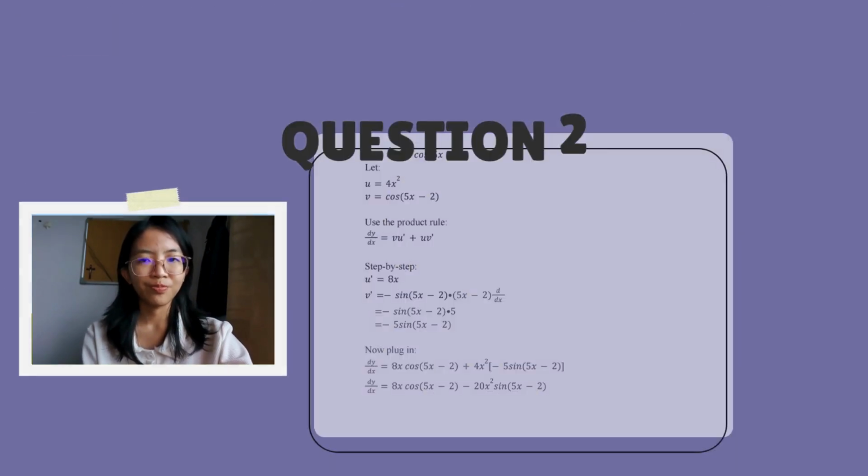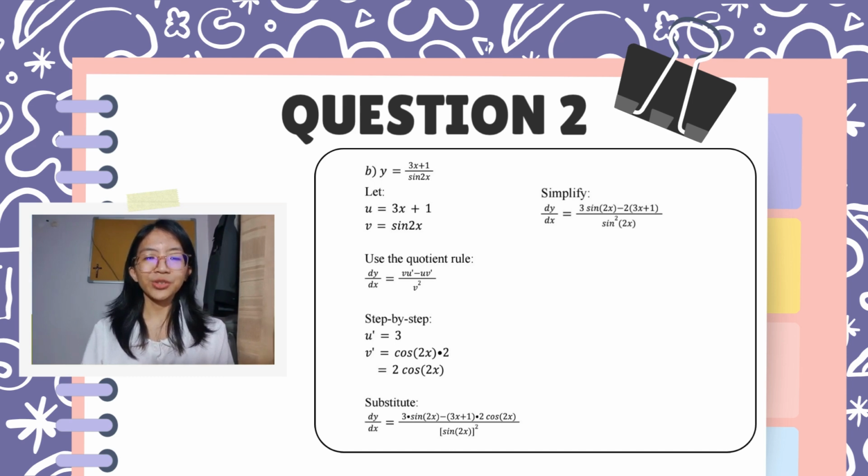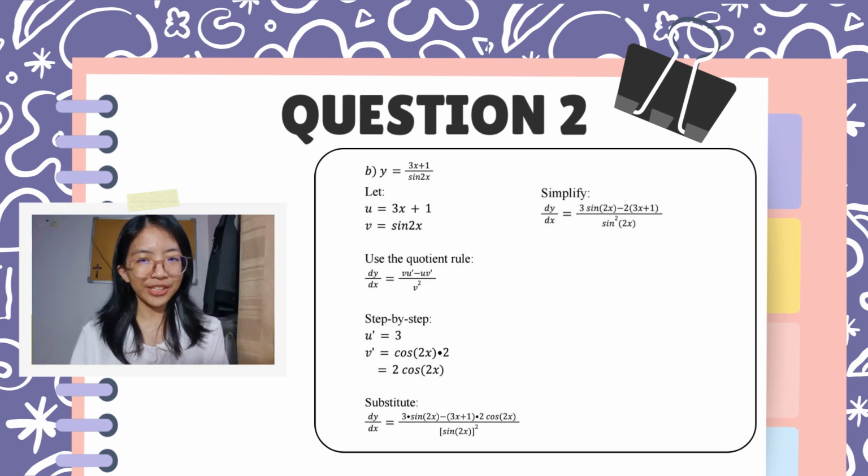For question B, to differentiate the function y equals (3x + 1) over sin 2x, we use the quotient rule, which is applied when a function is expressed as one expression divided by another. The quotient rule states that the derivative of u over v is (v u' minus u v') over v squared, where u and v are functions of x.